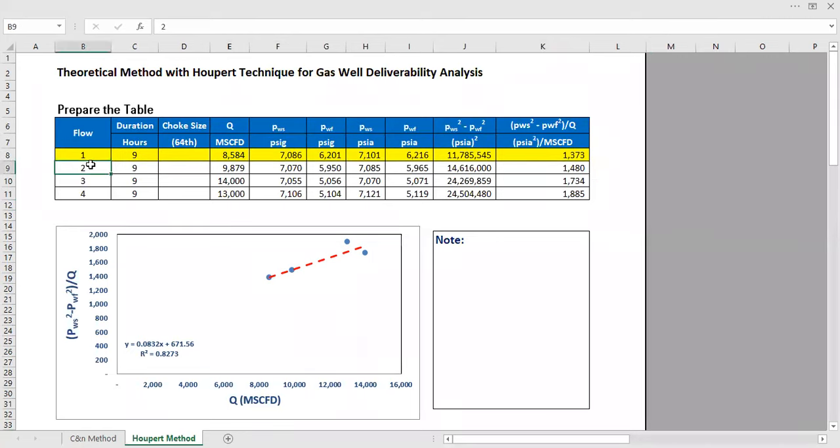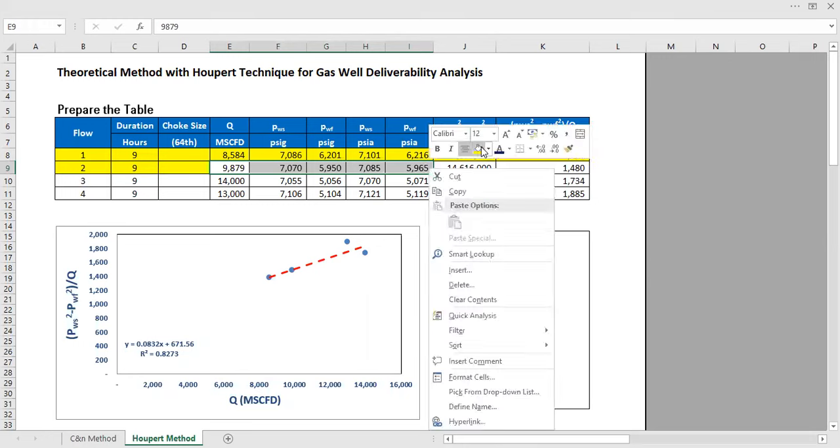And then the second flowing period, for 9 hours followed by 9 hours of shut-in period. So it's like this. And I measure the flow rate, for example, 9,879. I measure the static bottom hole pressure during the shut-in period, 7,085. And during the flowing period, I measured the flowing bottom hole pressure being 5,965. All right, so that's easy.